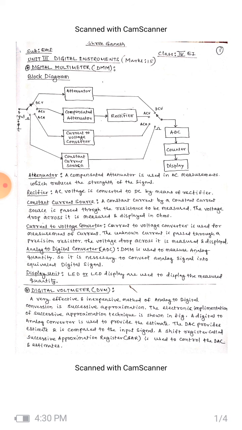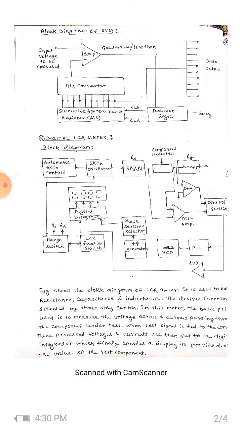The digital to analog converter is used to provide the estimate. So the DAC provides the estimate, which is compared to the input signal. A shift register called SAR, that is successive approximation register, is used to control the DAC and the estimates. We are going to see in detail the functions of each and every block. As we can see here, the digital voltmeter with digital to analog converter contains a successive approximation register, decision logic, input comparator, and data output.